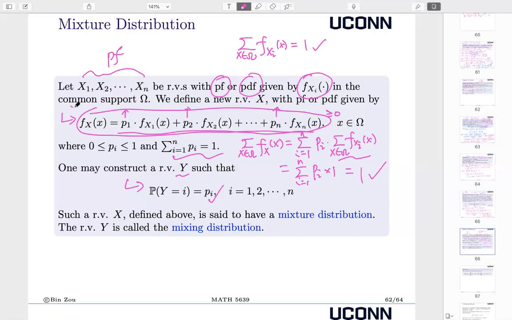Then, of course, I can also claim it's less than 1, right? Because it's a non-negative value, and the summation is 1. Obviously, it cannot exceed 1 for each small x. So I just verified this is indeed a new probability function. Once you have a new probability function, it uniquely defines a new random variable. That's why I call this a way of constructing a random variable. This is nothing but a second interpretation of this result.